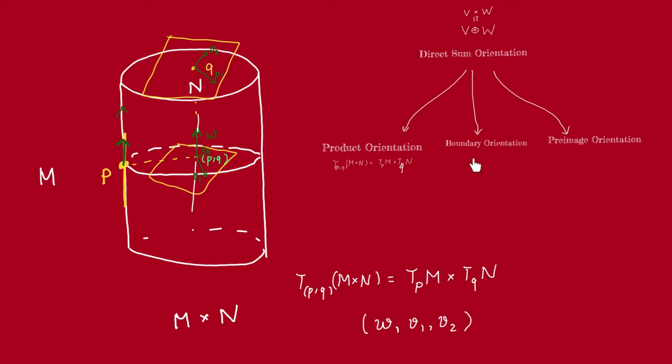Alright, up next we're going to talk about boundary orientation, and a specific case is the boundary of a homotopy family. We will use the definition that we just discussed about product orientation for that.